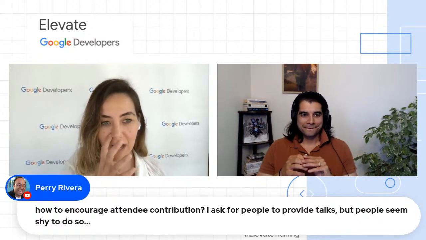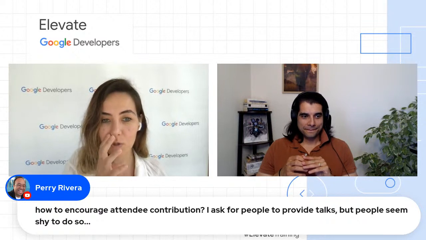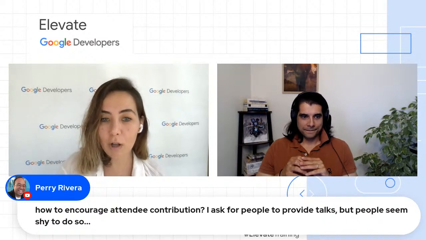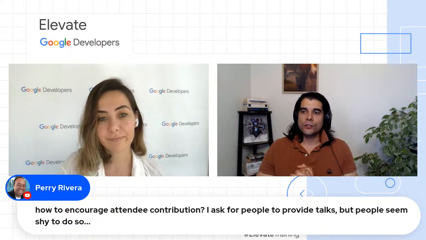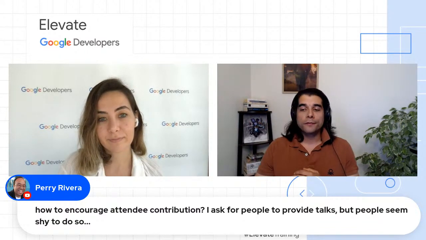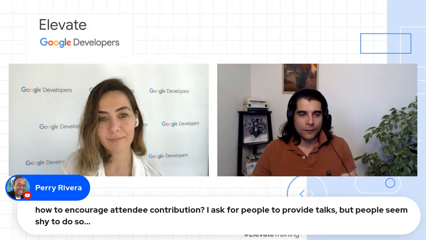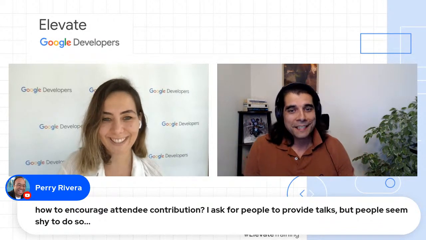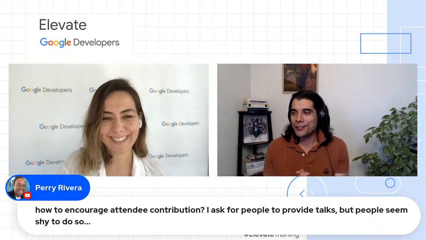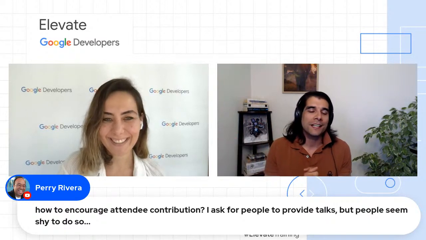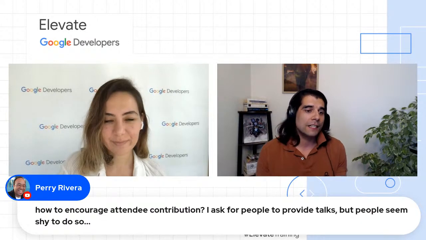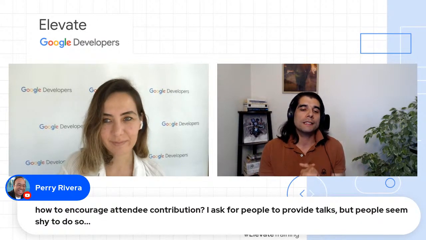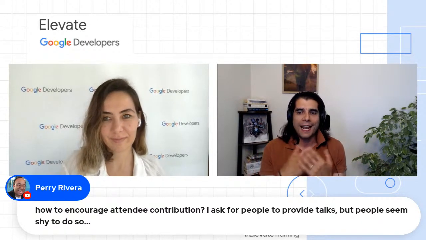So Perry is asking how to encourage attendee contribution. I asked for people to provide thoughts, but people seem shy to do so. Love it. This is a good question. I will have to jump off because I have a 1.5-year-old and a wife, and it's 8 p.m. in the evening here. As much as I'm enjoying the conversation and seeing the questions, I hope most of it is answered also in the presentation, specifically this one, because this is one that has been coming up a lot.